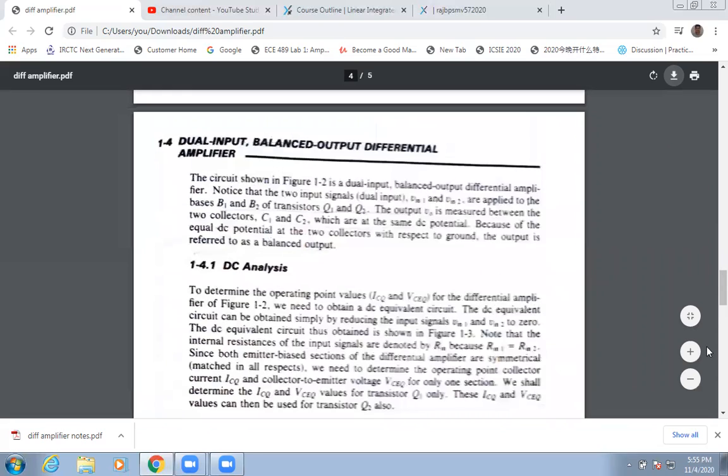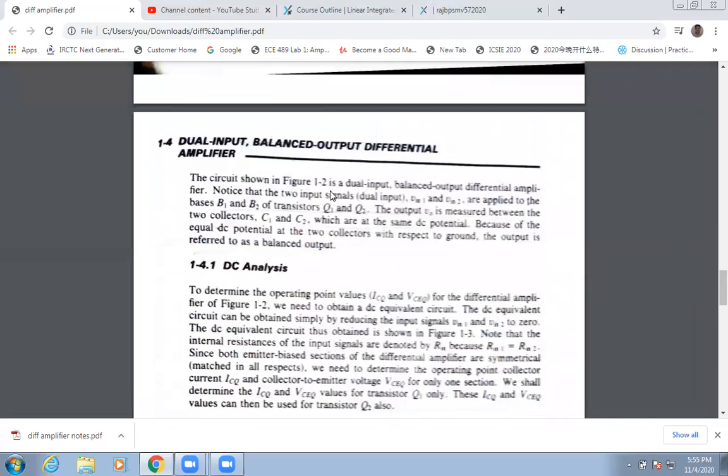First of all, we would like to analyze dual input balanced output differential amplifier. The circuit shown in figure 1.2 in the previous page is a dual input balanced output differential amplifier. Notice that two input signals, that is Vin1 and Vin2, are applied to bases B1 and B2 of the transistors Q1 and Q2.